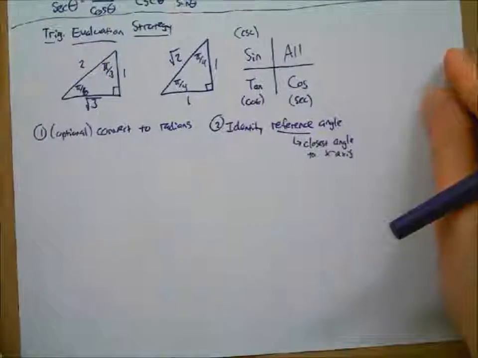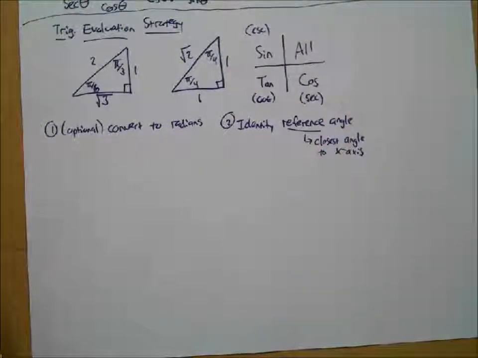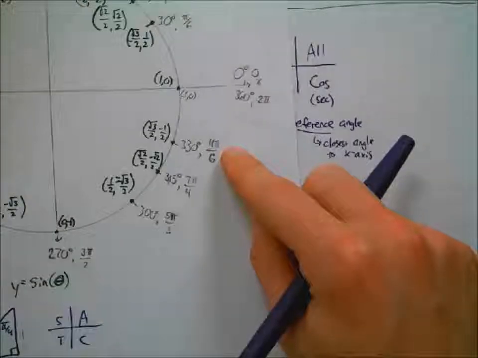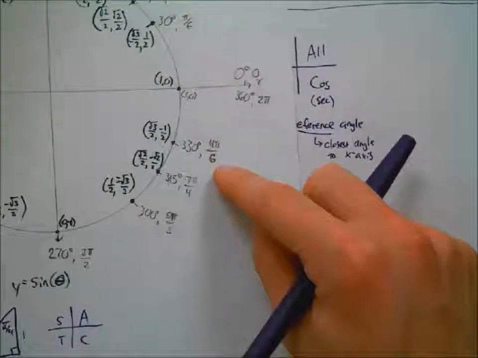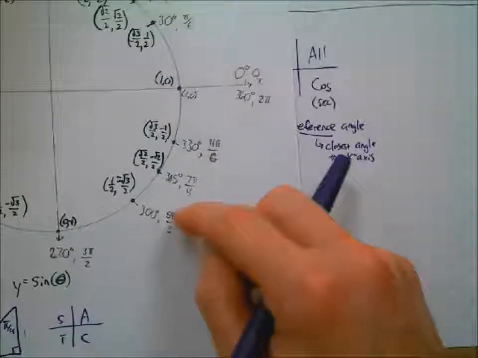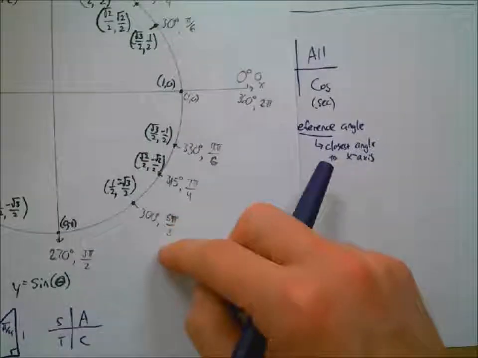It's harder to do when you are in degrees. If you are in radians, it's really easy to look at and see. For example, the reference angle for 11 pi over 6 is pi over 6. The reference angle for 7 pi over 4 is pi over 4. The reference angle for 5 pi over 3 is pi over 3. And that holds true for all these.